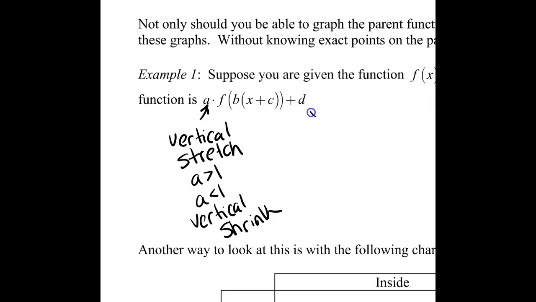And d is also going to affect our vertical. It's going to make our y's either go up or go down. So that is my shift. If d is positive, it's going to shift up. If d is negative, it's going to shift down. You'll know because the sign will be positive for shifting up, and negative for shifting down out in front. So outside of our function affects our y values.